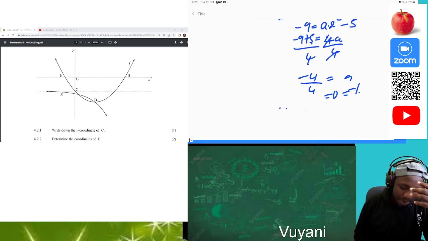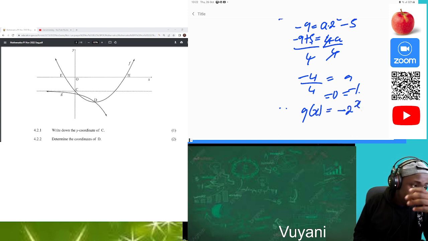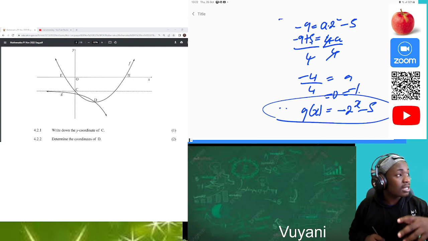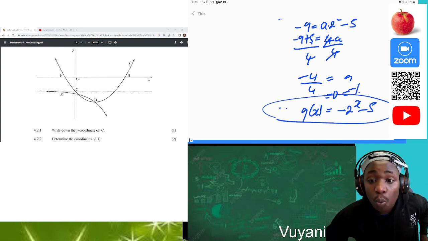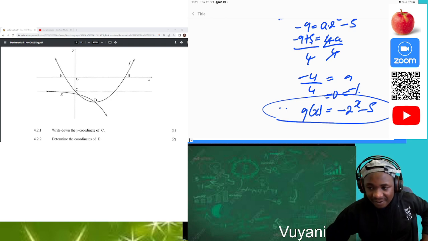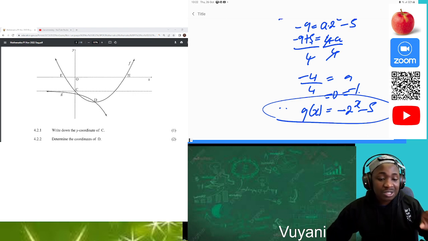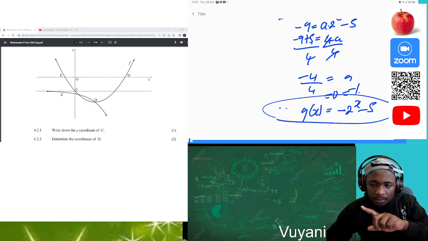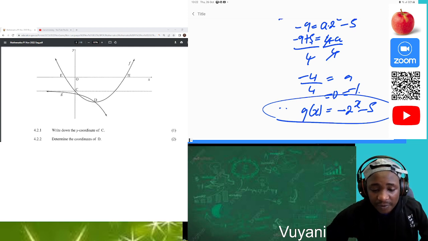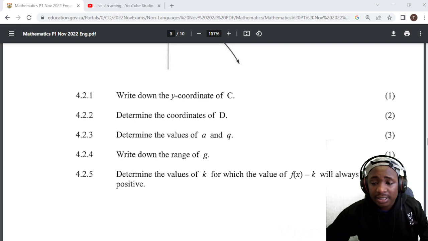Then therefore we can see our g of x is equal to negative 2 to the power x minus 5. Easy stuff. We're just solving. We are cruising nicely because we're able to see. What we need to know in functions is to be able to calculate or solve this function in a way that you can see and conceptualize your function so that you can get the correct answer.